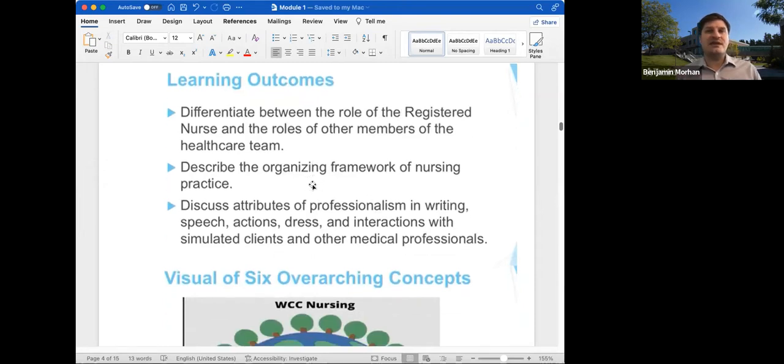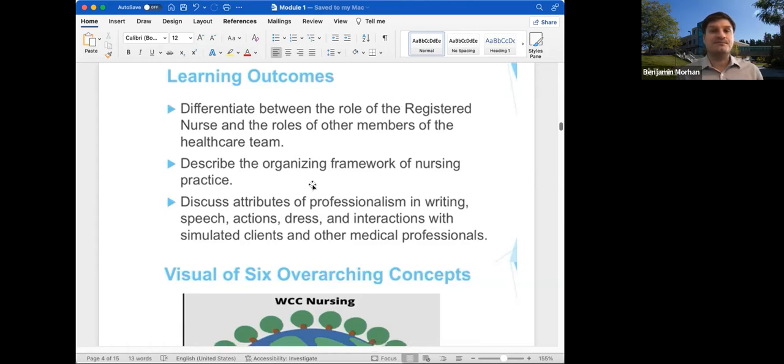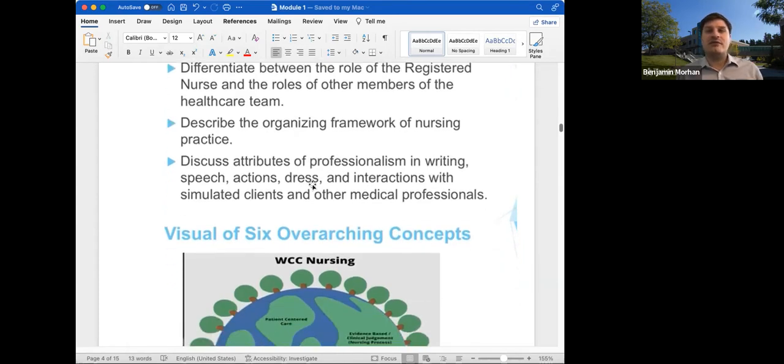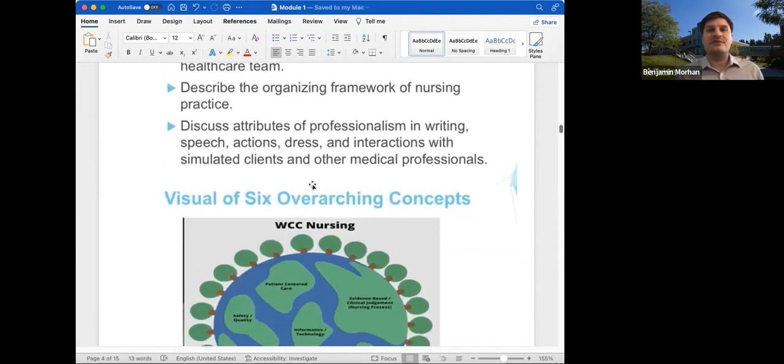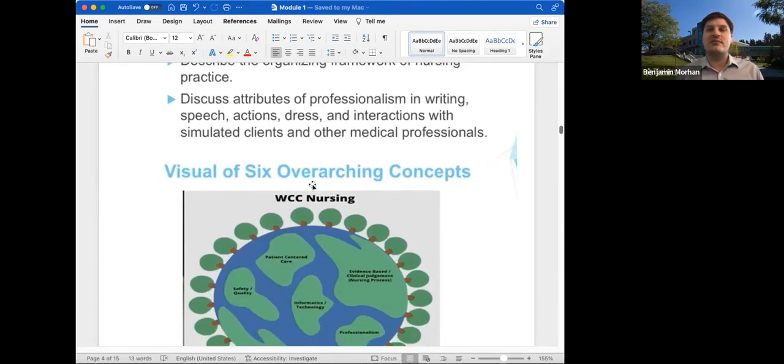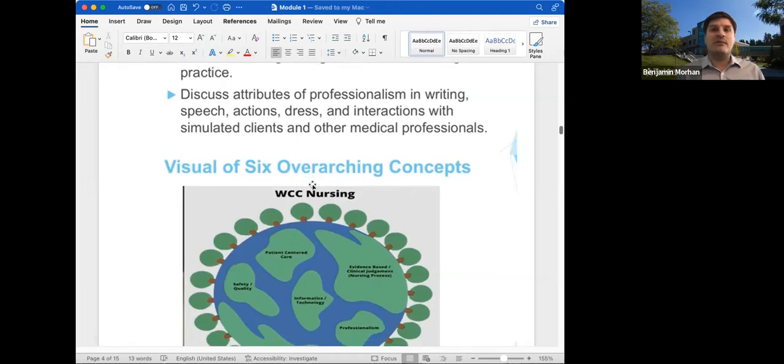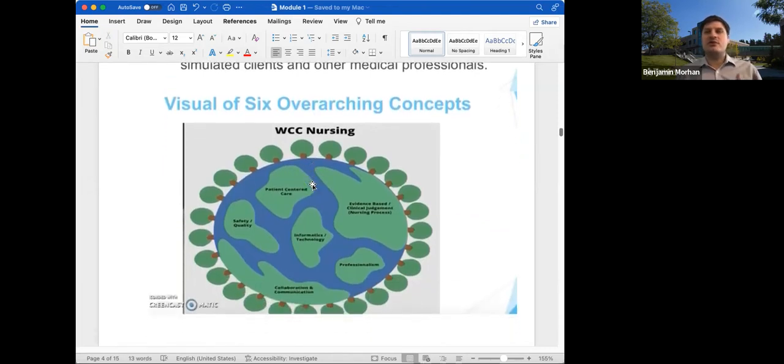As we understand these concepts and we apply them, look around here and see what you can apply from your experience. So we'll talk about the framework of the nursing practice, and then we'll talk about attributes of professionalism in writing, speech, action, dress, and interaction with simulated clients and other medical professionals, mostly in lab.